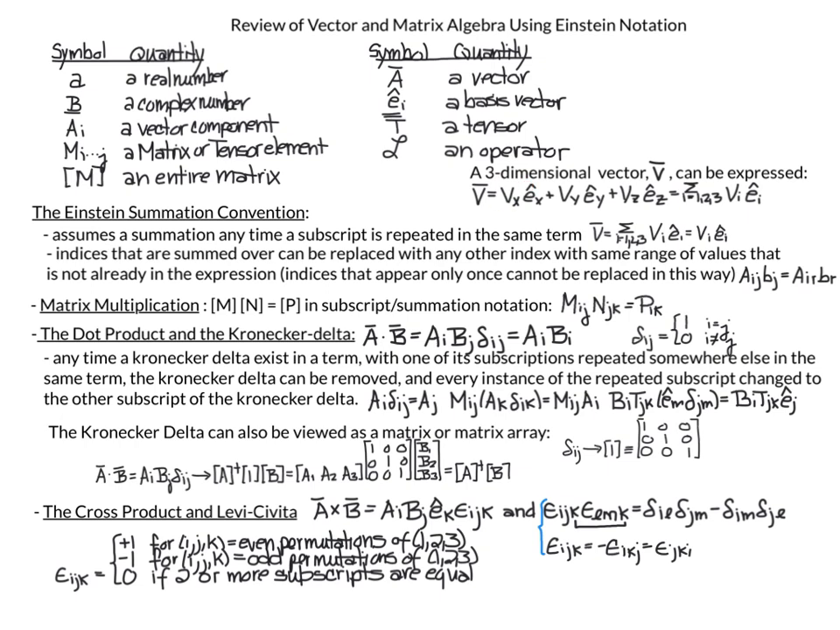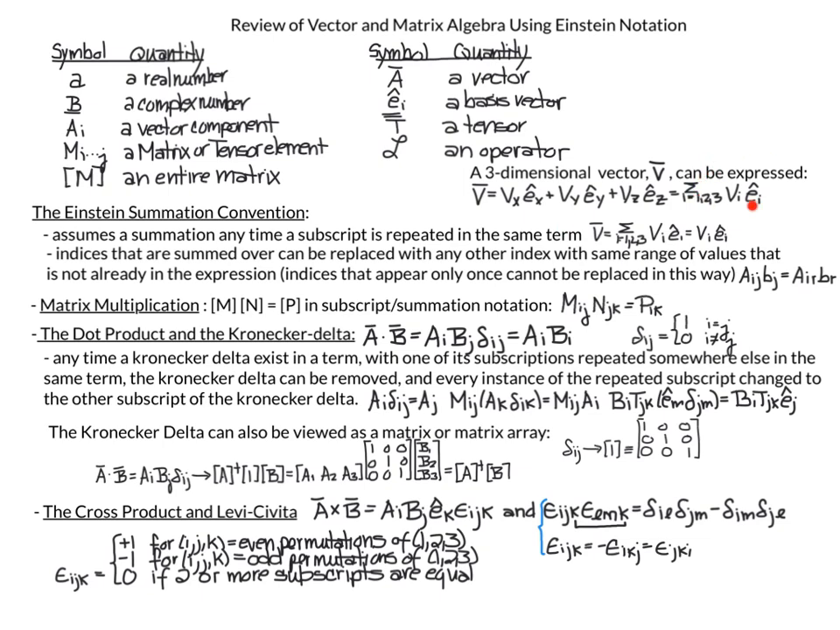So v_x times the x basis vector plus v_y times the y basis vector plus v_z times the z basis vector, which then, if we substitute 1, 2, and 3 for x, y, and z, can be written in summation form as v_i e_i hat. We can further condense this notation by using Einstein's summation convention, which assumes a summation any time a subscript is repeated in the same term.